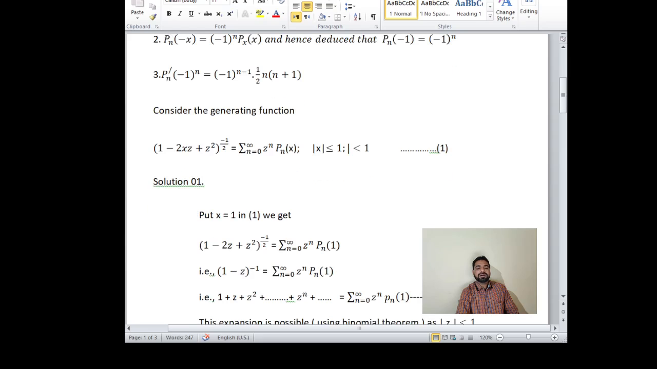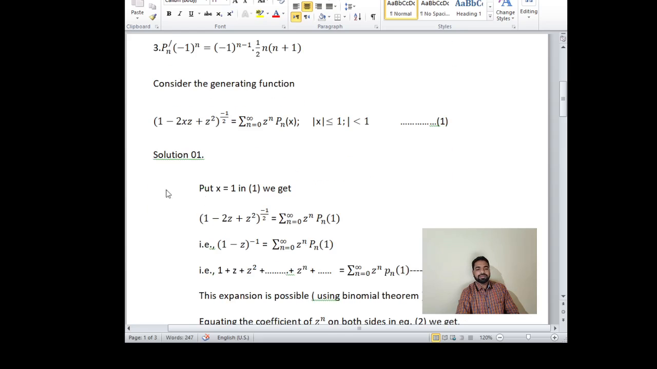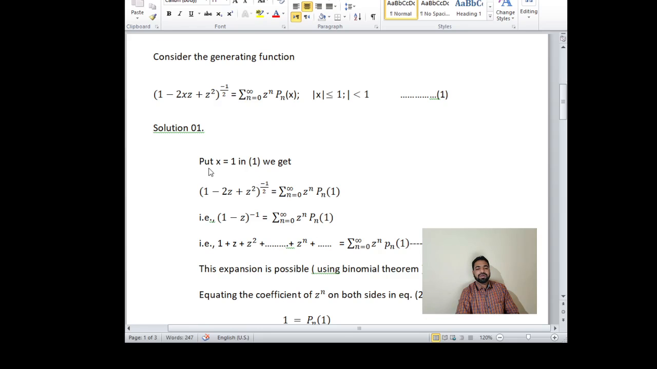Now we start the solution of the first problem. So we call it solution 1. Here we put x equal to 1 in equation 1. We get simply, replace x as 1 here and simplify, which gives 1 minus 2z plus z square whole raised to minus half, which is equal to sigma n is equal to 0 to infinity z raised to n Pn of 1.